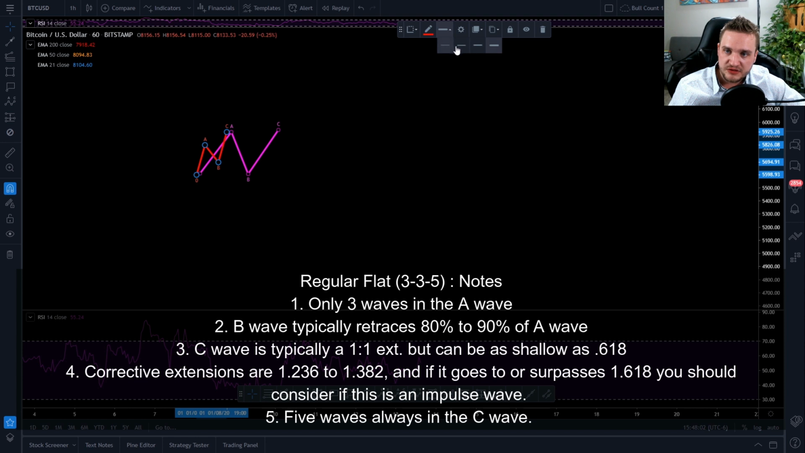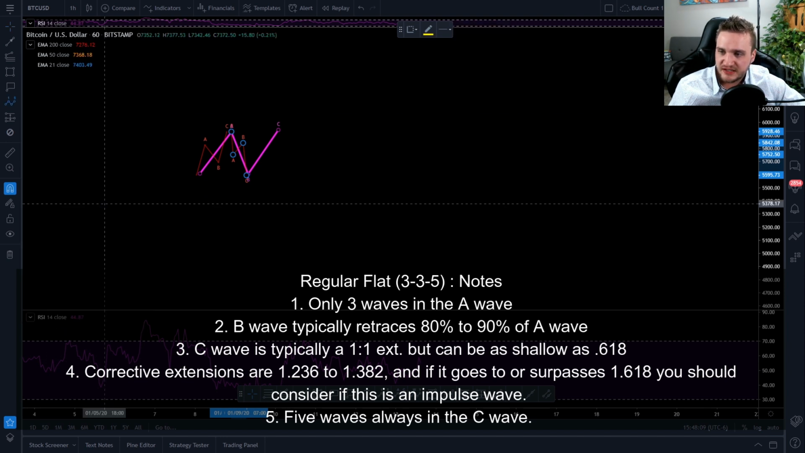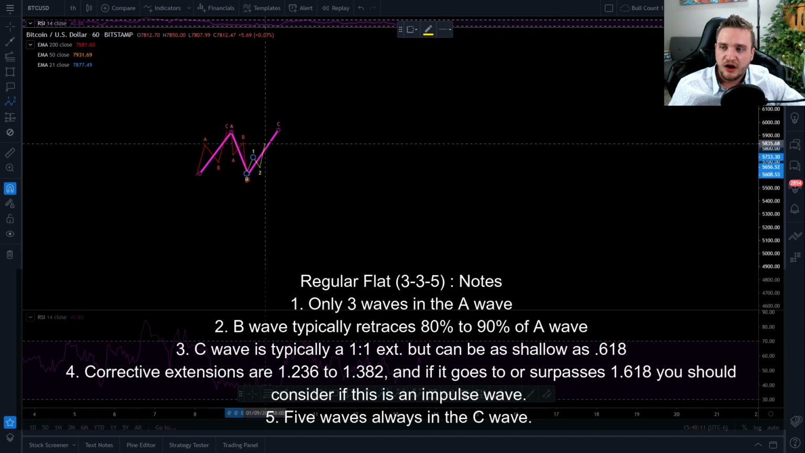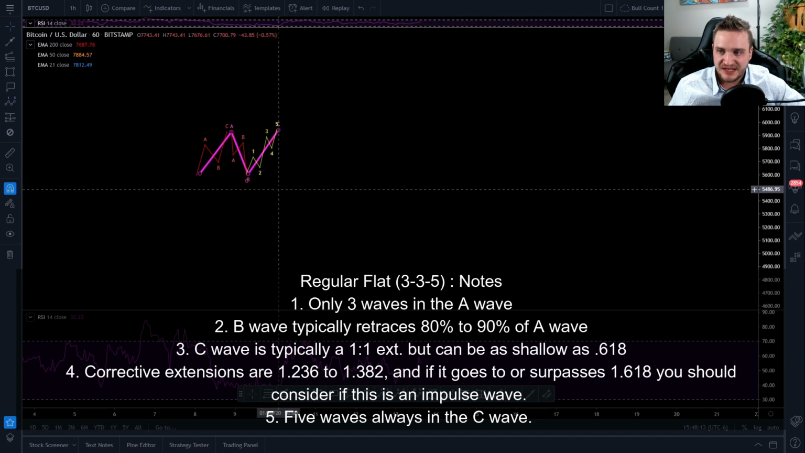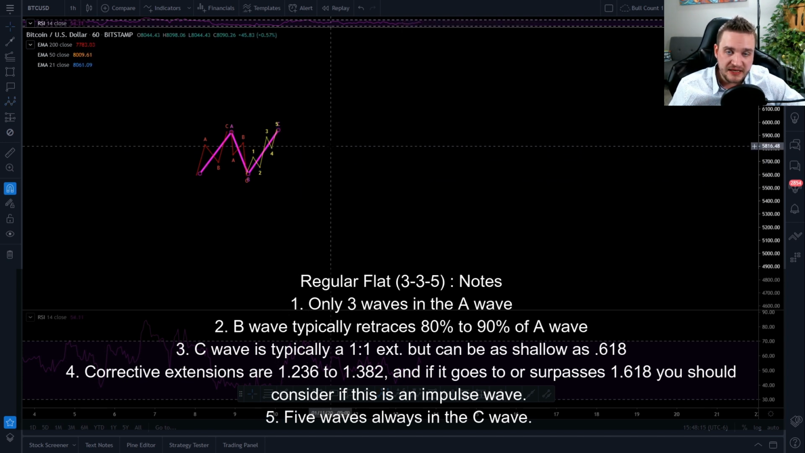And we're going to make that, let's do red this time. And we got 3 waves in the B wave, but the C wave, again, is still going to have 5 waves. So C wave always, always, always has 5 waves in it. And those 5 waves have to meet the impulse Elliott wave rules.